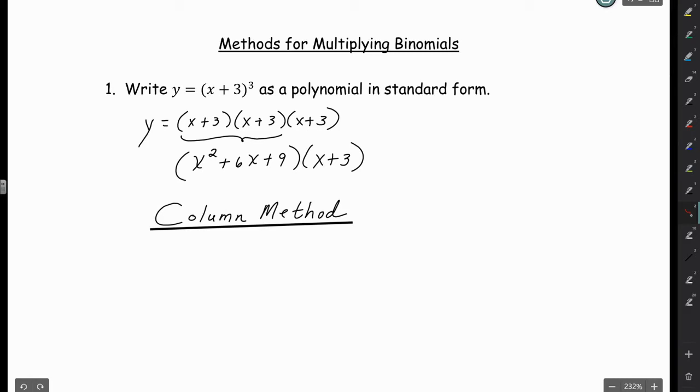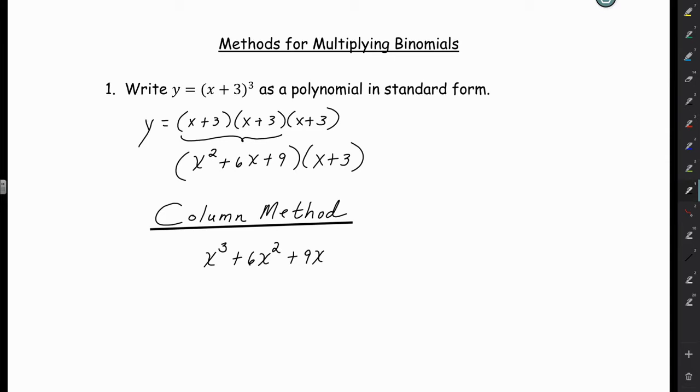With this method, you're taking x and multiplying it by every term. So let's do that first. We're going to have x times x squared gives us x cubed, x times 6x is 6x squared, and x times 9 is 9x. Then we're going to take the 3 and multiply that by every term in our trinomial. But when we write those down, and this is the important part, we're going to make sure we line those terms up with like terms that we've already written.